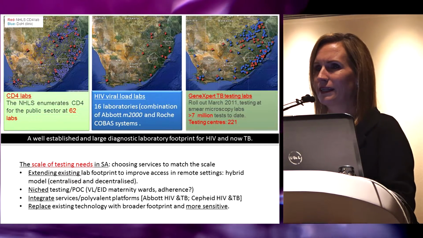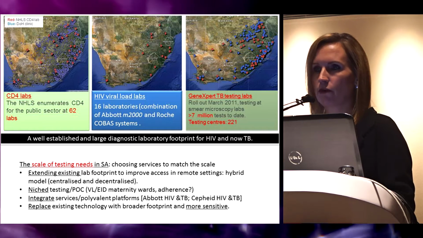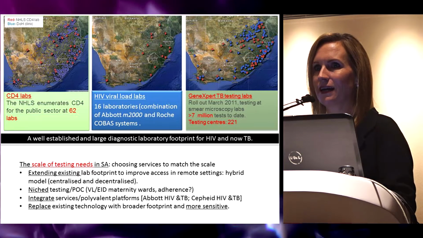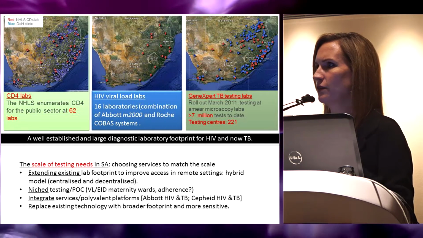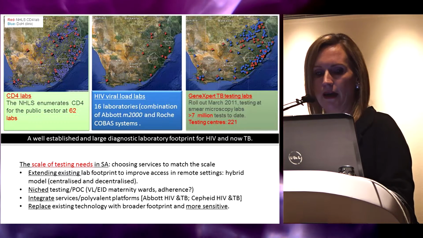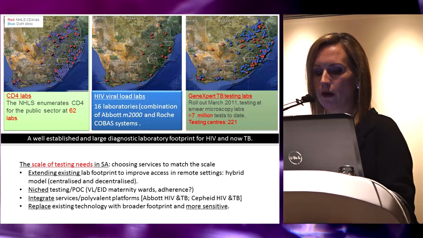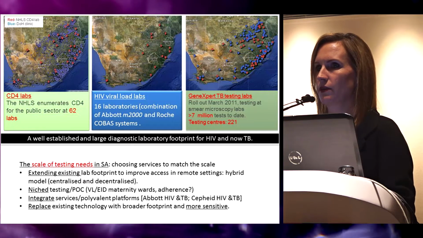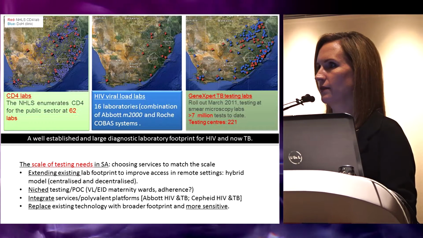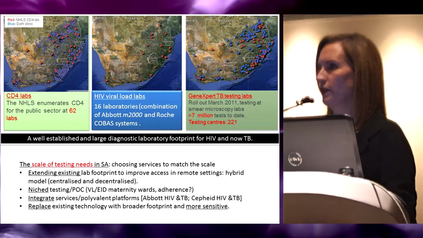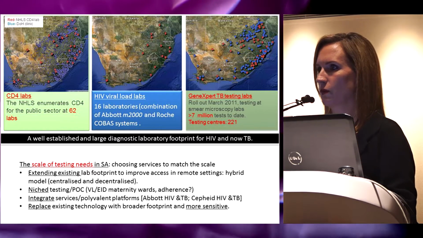And you must also look at the niched approach of your testing. So you must include your point of care, your viral load, your early infant diagnosis, your TB. So you have to really look at polyvalent assays as well. And you must also replace your existing technology with a broader footprint and more sensitive technology. So if you really are going to make an impact in your country, it has to be all pre-analytics, and the sensitivity of your assays has to increase as well.